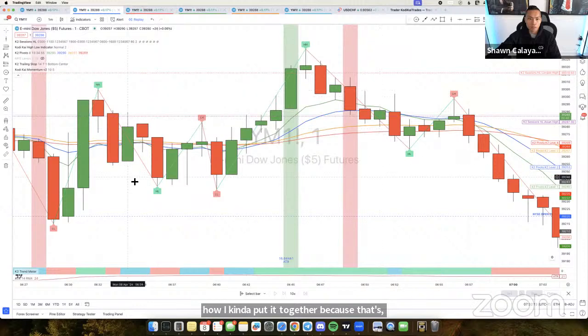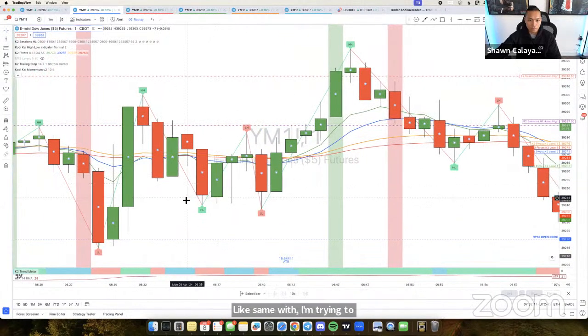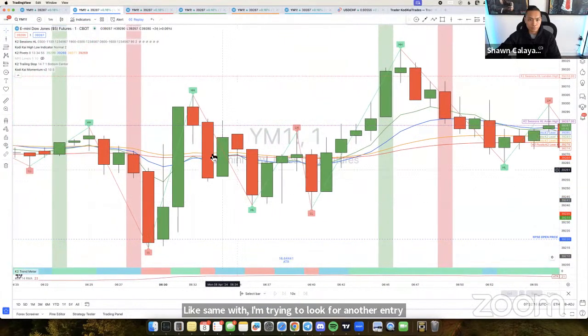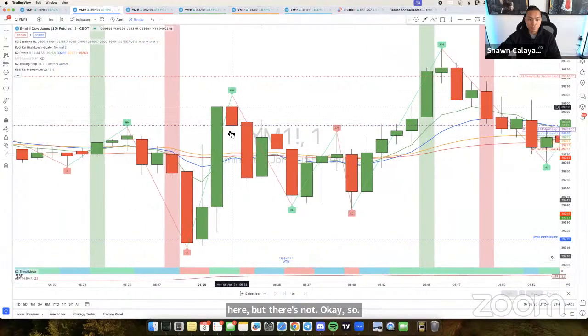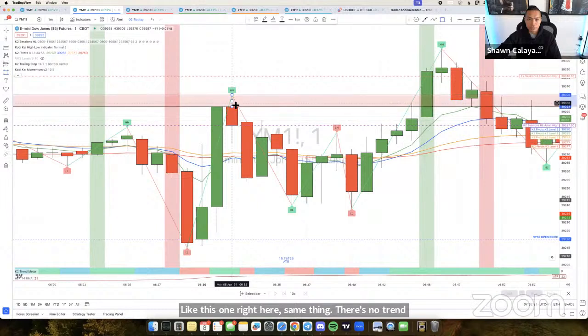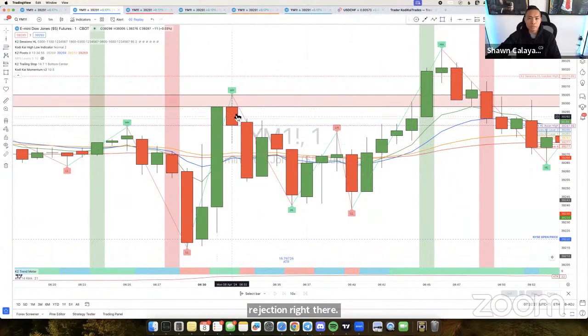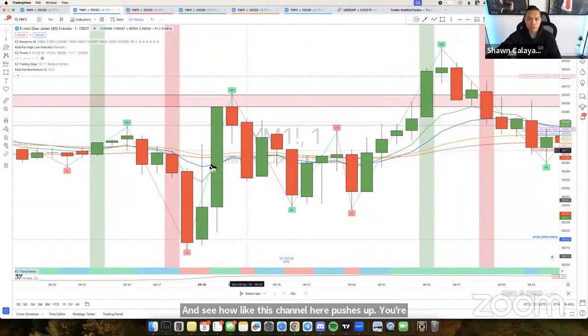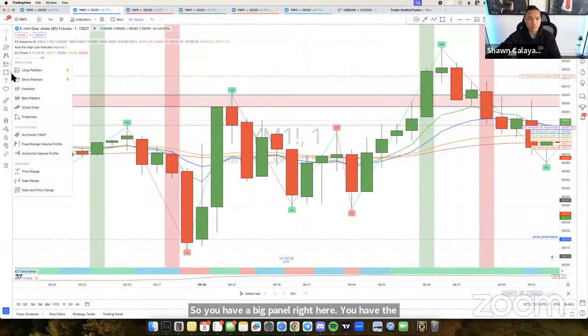Same with, I'm trying to look for another entry here, but there's not. Okay, so like this one right here, same thing. There's no trend here, but you can see how there's a double body rejection right there. And see how this candle here pushes up. You're basically looking for the next candle to fill this candle that kind of pushed it up. So you have a big candle right here. You have the reversal, it's a small candle, and you know there's still space here that's left over, right? It's just basic price action. But this is like pure price action.